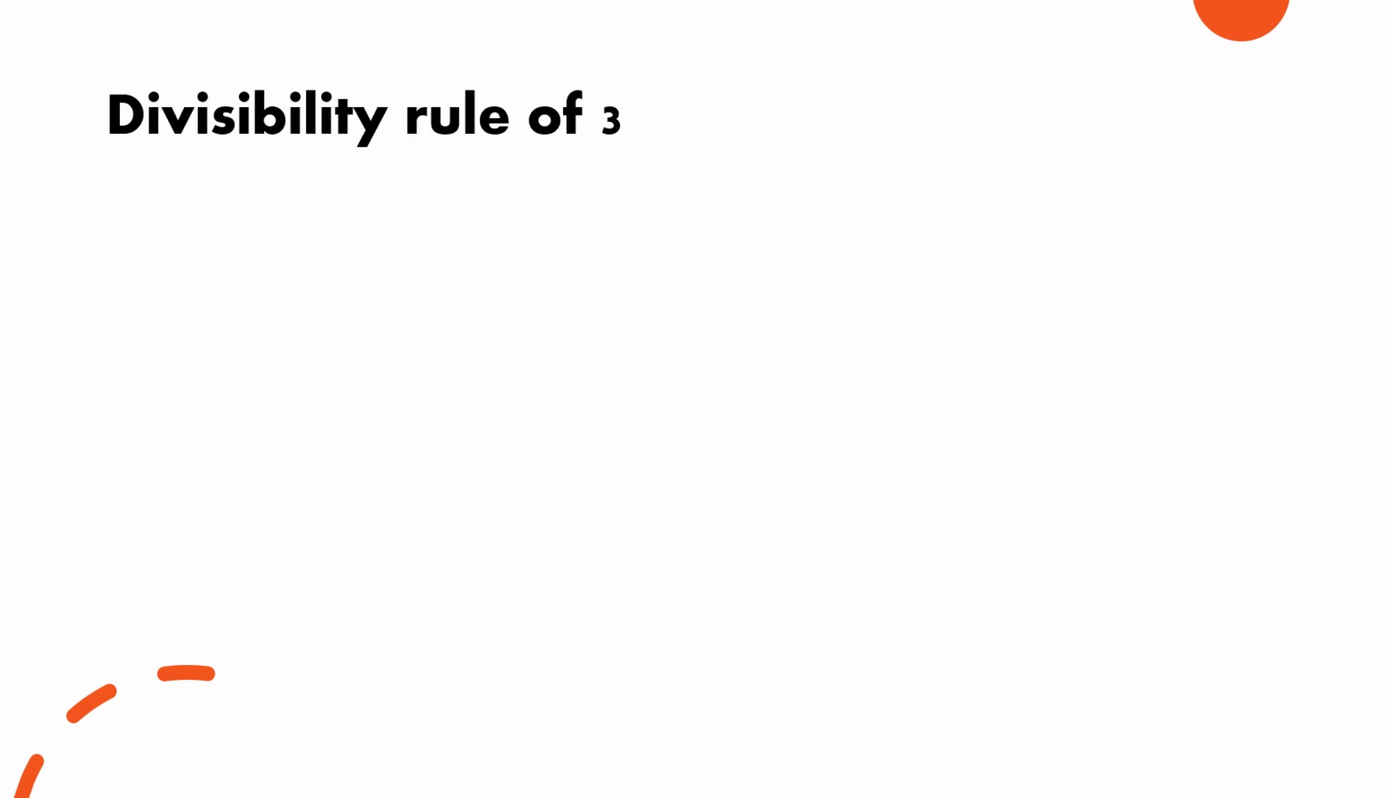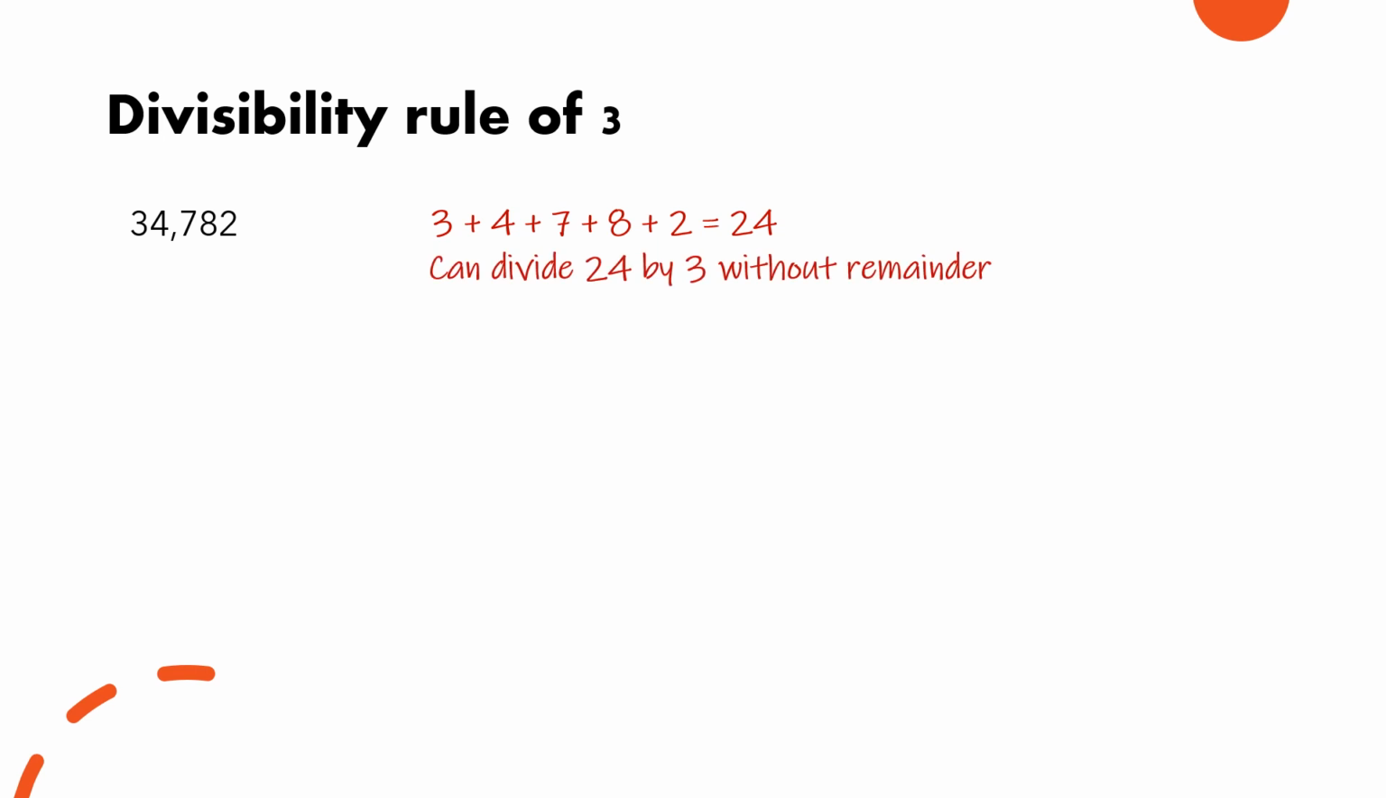Let us look at some examples. 34,782. What is the first step? We add all the digits. 3 plus 4 plus 7 plus 8 plus 2. And we get 24. Now, is 24 divisible by 3? Can we divide 24 by 3 without a remainder? Yes, we can. So, 34,782 also we can divide by 3 without leaving a remainder.